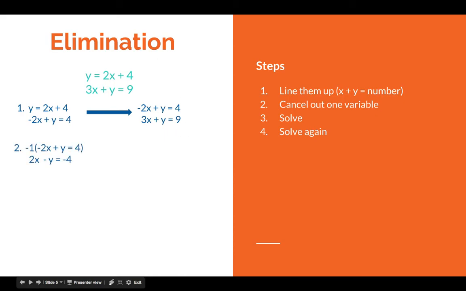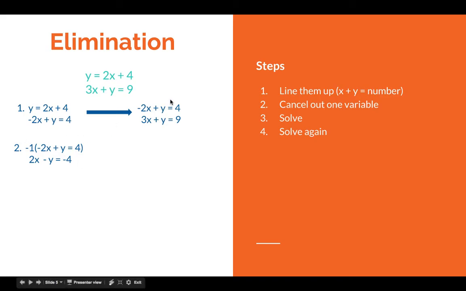Okay, now, step number 2, you're going to cancel out one variable. So, you can ignore this negative 1 for a second in these parentheses. Essentially, what I want to do is find a way to get one of these variables out. If one of these y's were to be negative, and we added them together, one of them would cancel out, leaving us just x's and just the numbers. And if that was a little confusing, you'll see exactly what I mean in a second.